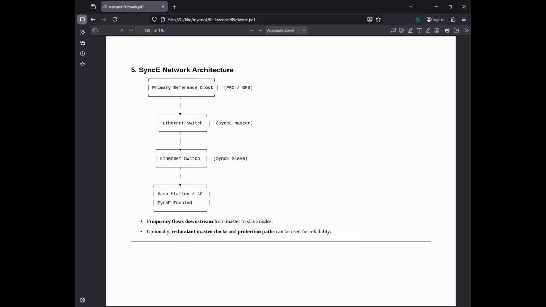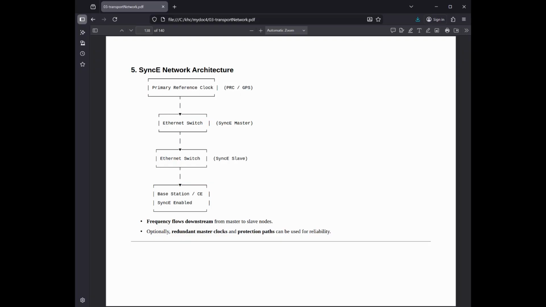For resiliency, holdover and protection. SyncE architecture is designed to be self-healing. 1. Redundant paths. Most architectures provide at least 2 paths to a PRC. If the primary link fails, the node detects the loss of signal or a drop in QL and switches to the secondary path. 2. Holdover mode.